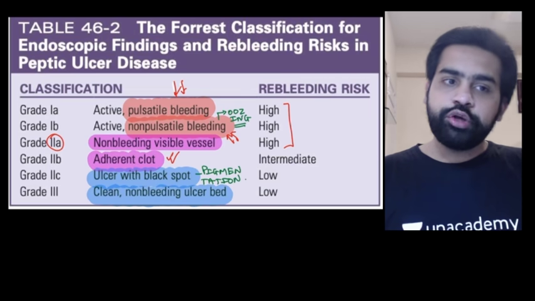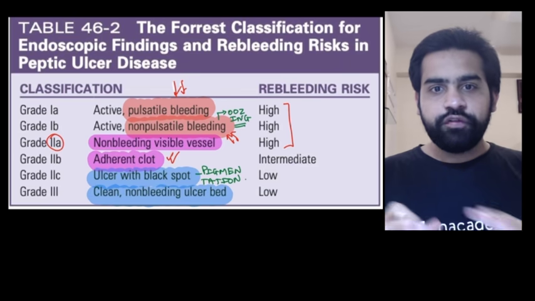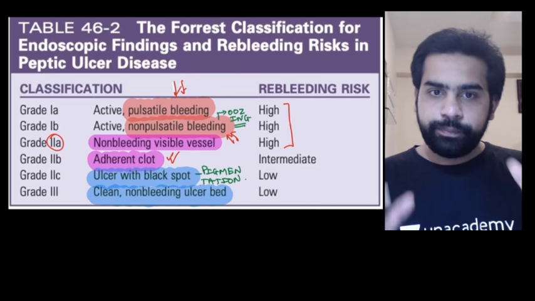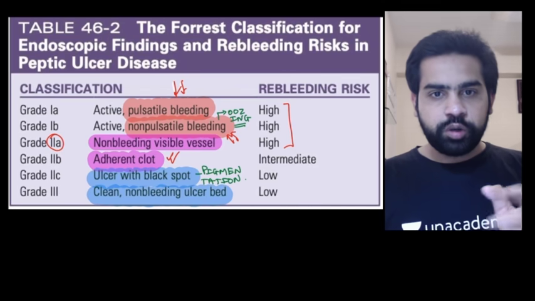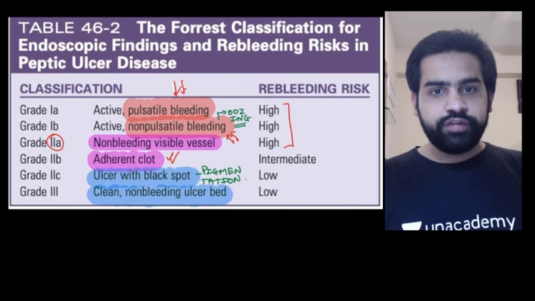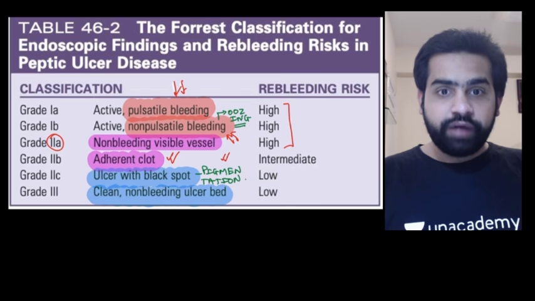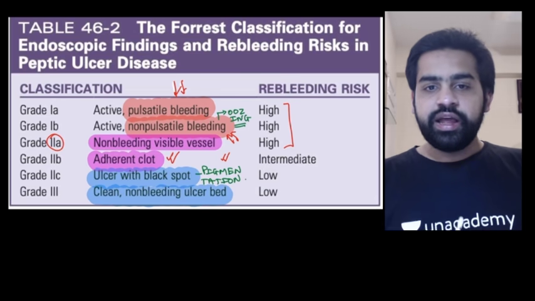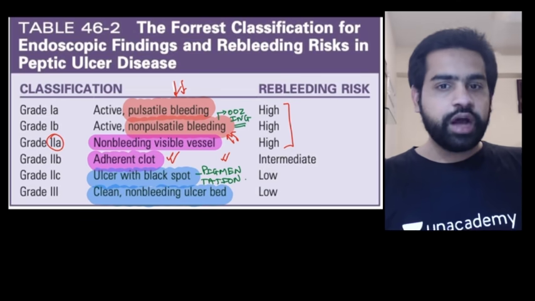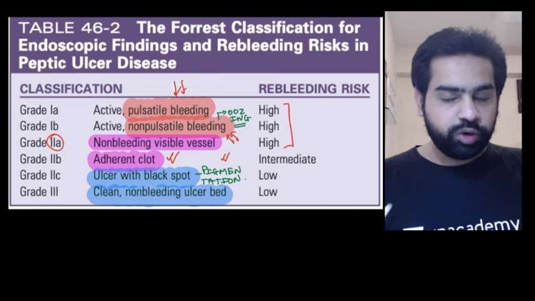Now coming to the grade 2C, here you don't have any clot, but you have a telltale sign that the bleeding had happened. Our body had taken care of whatever RBCs were there, it had hemolyzed and degraded them, but what is present over there is a pigmentation. So you have an ulcer with black spots, which indicates that the bleeding had happened and has been taken care of by the disintegration of the RBCs. So here you have a pigmentation present at that spot, 2C.